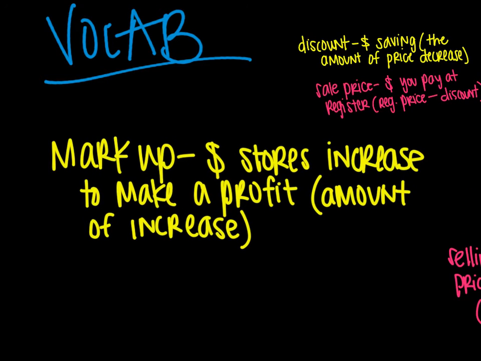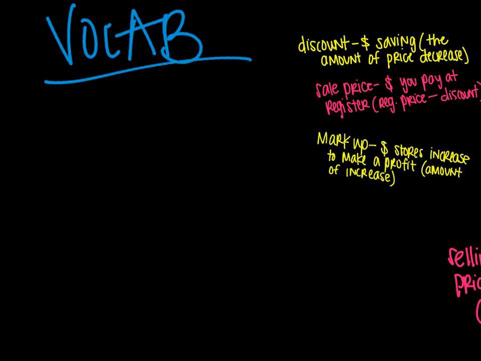Markup. Stores have to make money. So they mark up the cost of items. They increase the prices. So the markup is the money the store increases to make a profit. They might increase by $1 on every item, or $2 or $10. It's the amount they're increasing the price by.